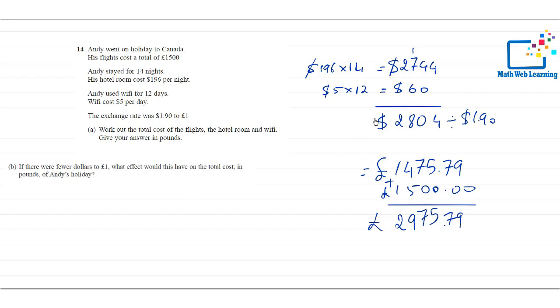So we go back to this line here. I'm going to put arrows there and there, because remember, to convert from dollars to pounds, we did 2,804 divided by 1.9. That's the figure we are interested in. If it was smaller, then the fraction will go up. You can go ahead and check it. Try 2,804 divided by 1.5.